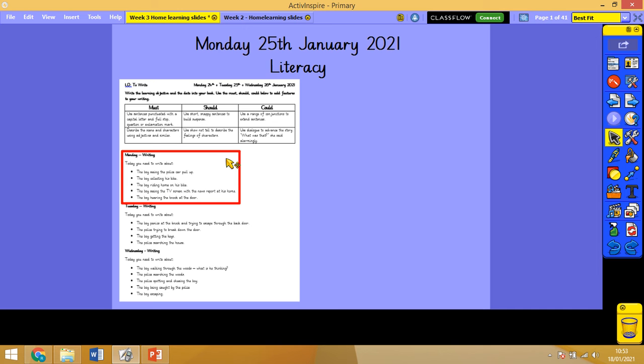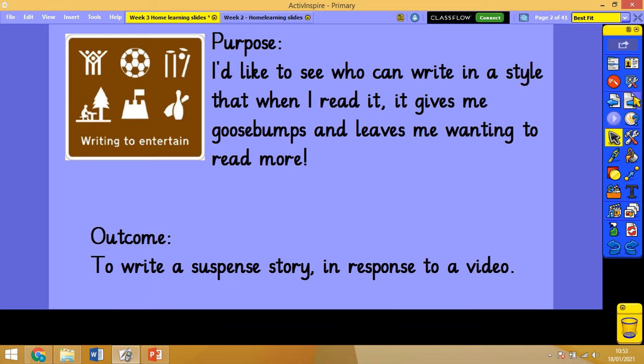So today all that you need is just this reminder in your home learning booklet. So just to remind us on this page, we're writing on Mondays, so have a look at this bit and then just remind yourself of the must, should and could.